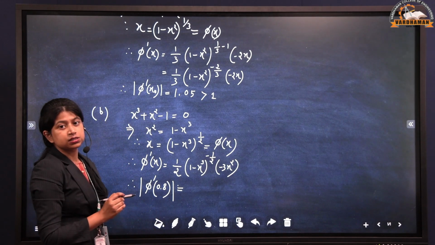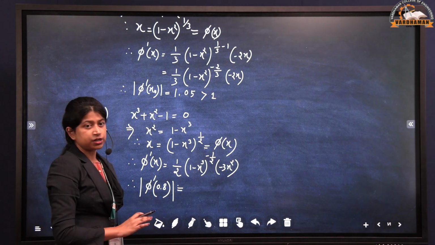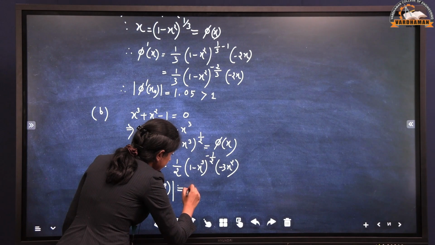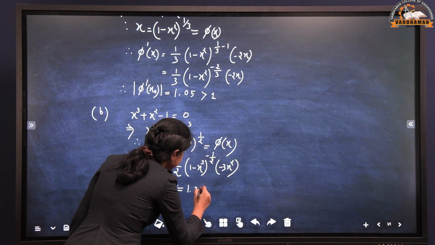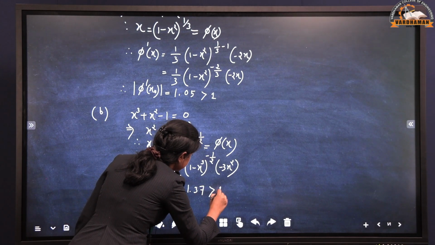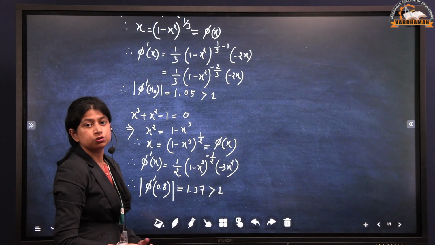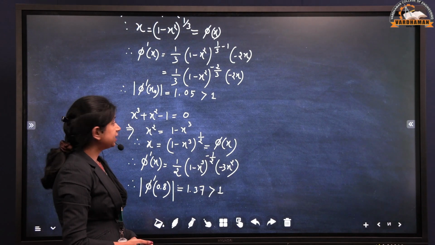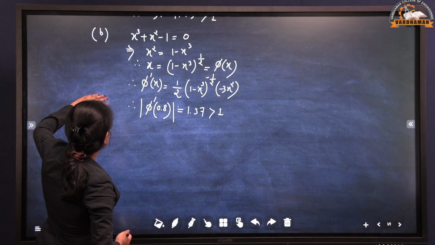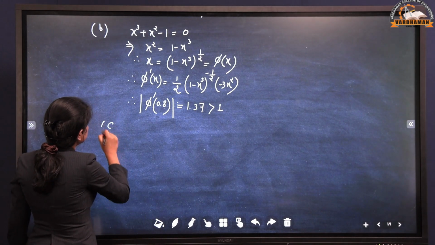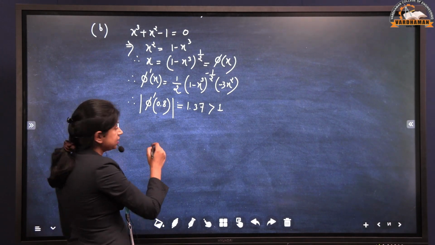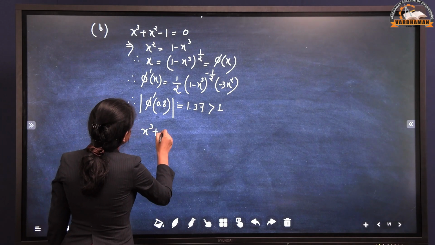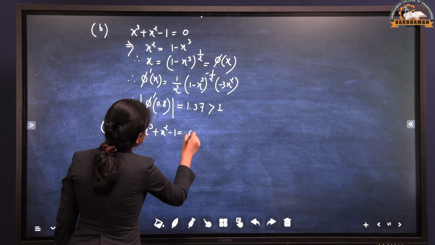Now find what will be the mod of phi dash at 0.8, the initial approximation. Whether it is less than 1 or greater than 1. So this you will get 1.37, which is greater than 1. So we cannot use this one also. Now let us look at the last one. Number C, another form you can write: x cube plus x square minus 1 equal to 0 is given to you.